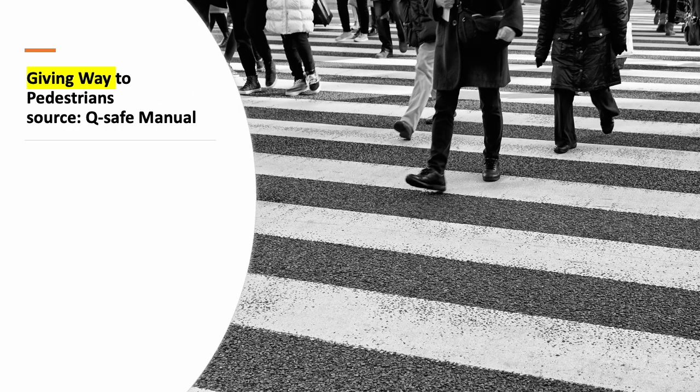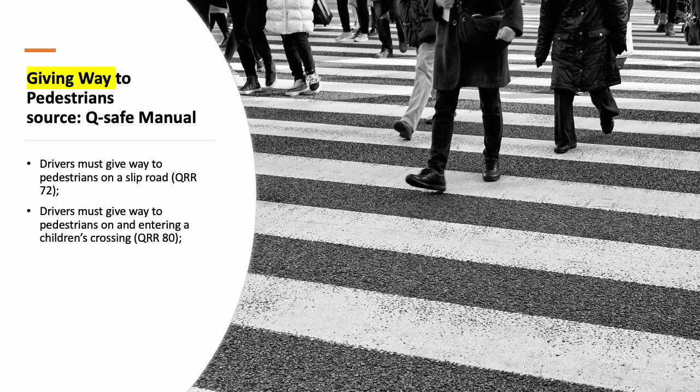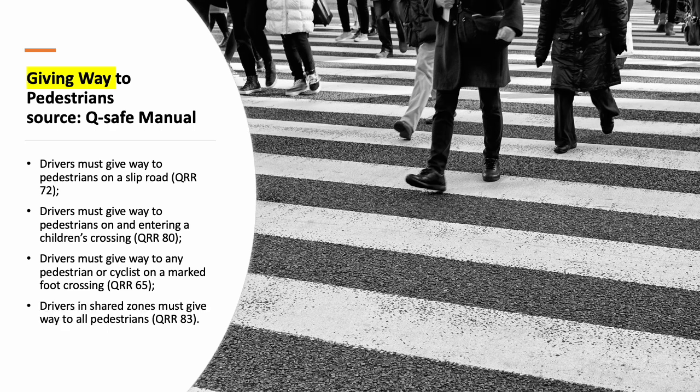Giving way to pedestrians, this information comes directly out of the QSafe manual. Drivers must give way to pedestrians on a slip road. Drivers must give way to pedestrians on and entering a children's crossing. Drivers must give way to any pedestrian or cyclist on a marked foot crossing. Drivers in shared zones must give way to all pedestrians. So there's 4 dot points that a trainer would work on with a learner driver to make sure that they understand their requirements for those various give way situations.